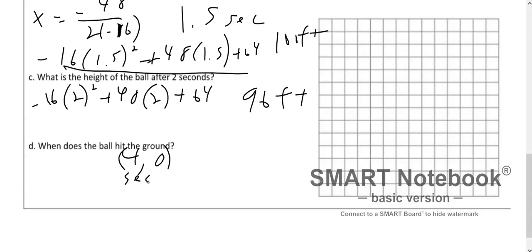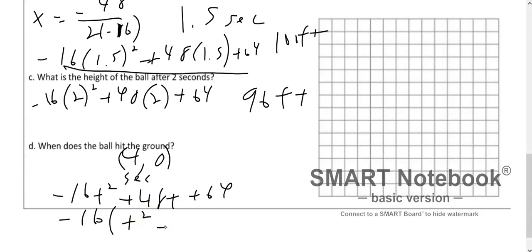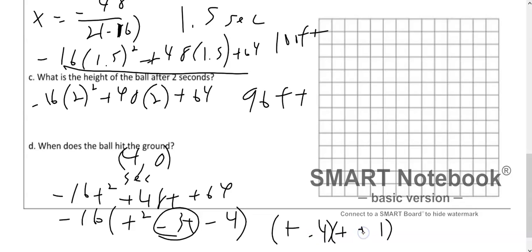Now if we didn't know that, we could do negative 16t squared plus 48t plus 64. This is not that bad to factor because we can take a negative 16 out, GCF, and just get t squared minus 3t minus 4. That's an easy one to factor. Two numbers that multiply to give you negative 4 that differ by 3. We want more negatives. When we factor that, we get 4 and negative 1. And you cannot have a negative time, so there's your 4 seconds.